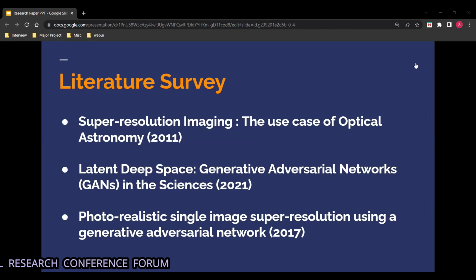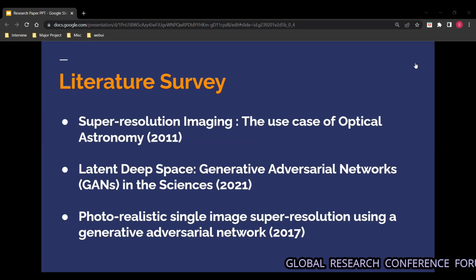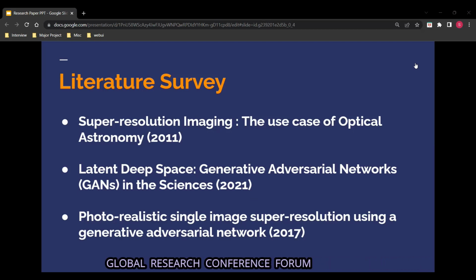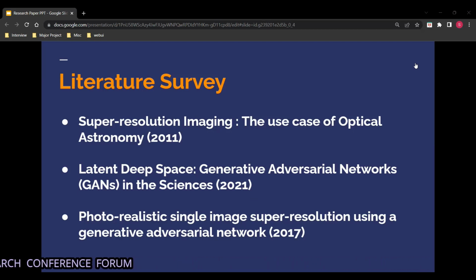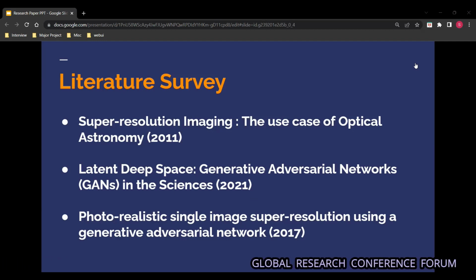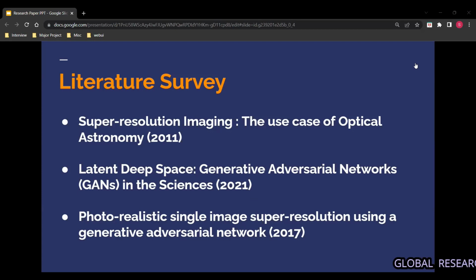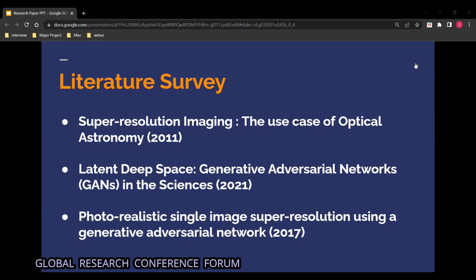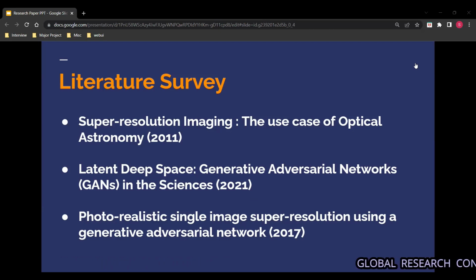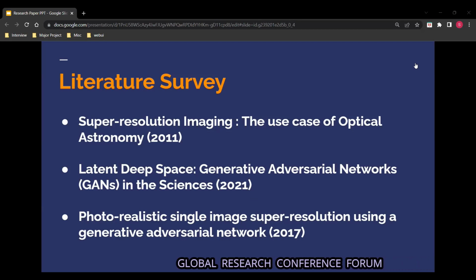These are some of the papers that we looked into before starting the conceptualization of the paper. Super resolution imaging, the use case of optical astronomy, is the first paper that discusses how super resolution can be used in astronomical imaging. Latent deep space talks about how super resolution and generative adversarial networks can be used not only for entertainment and socio-political reasons, but also in educational fields. Photorealistic single image super resolution using a generative adversarial network: we have based the entire construction of our project on the architecture proposed in this paper.